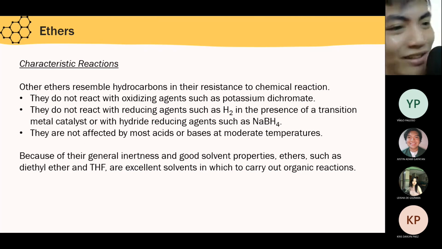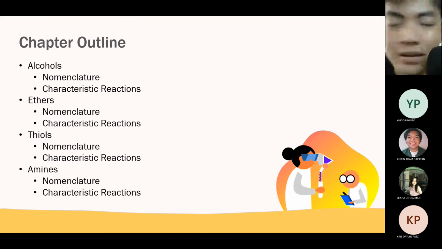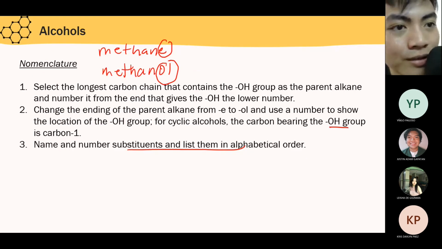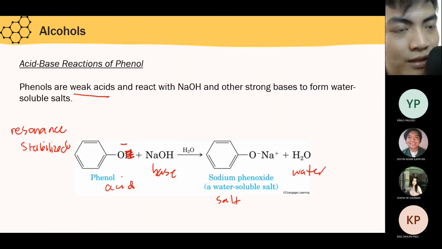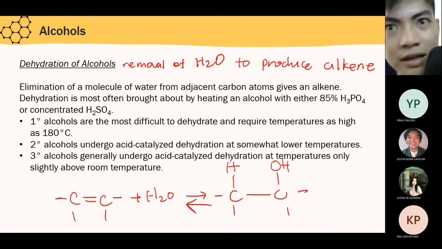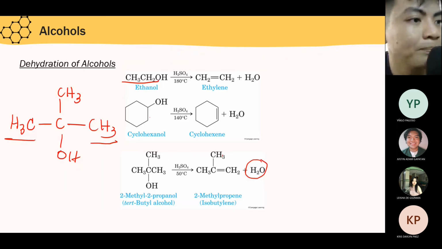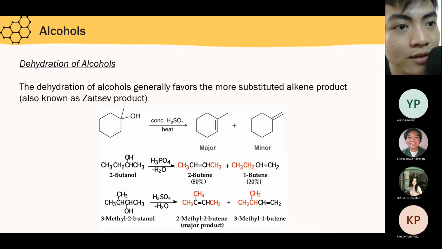So, basically, that's our lesson for today. We have alcohols and thiols. Again, for alcohol nomenclature, it is the same as alkanes. The reaction for phenol is just acid-base. For alcohols, we can dehydrate it to form alkene. In the dehydration process, two things can happen: the Zaitsev and the Hofmann product. Zaitsev is the more substituted. Hofmann is the least substituted.